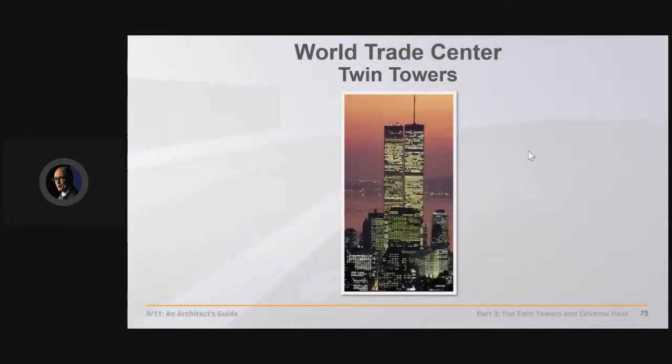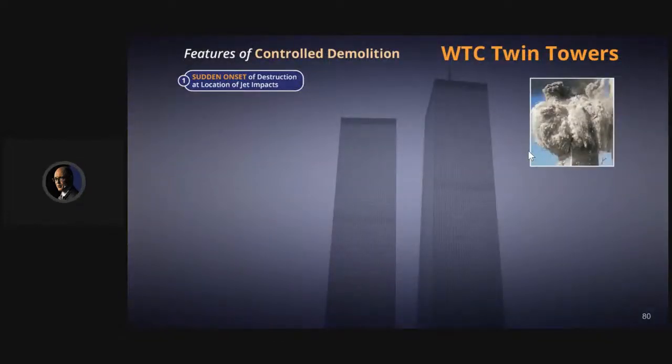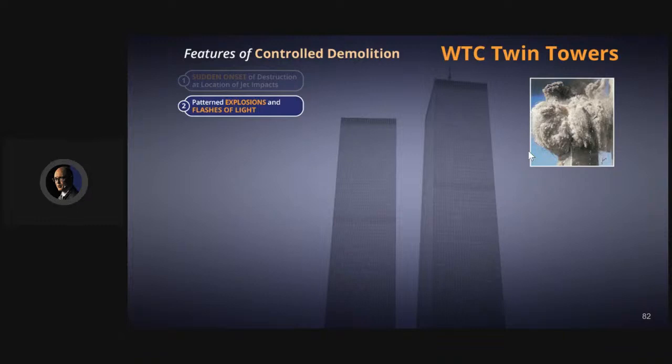Proof which we're going to apply now to the Twin Towers, looking at these feature by feature. First, is there a sudden onset of destruction? Well, we looked at this along with each of these key features last week in 1 through 7 with part 2. So I encourage you again to dig that out of YouTube and take a look at it.